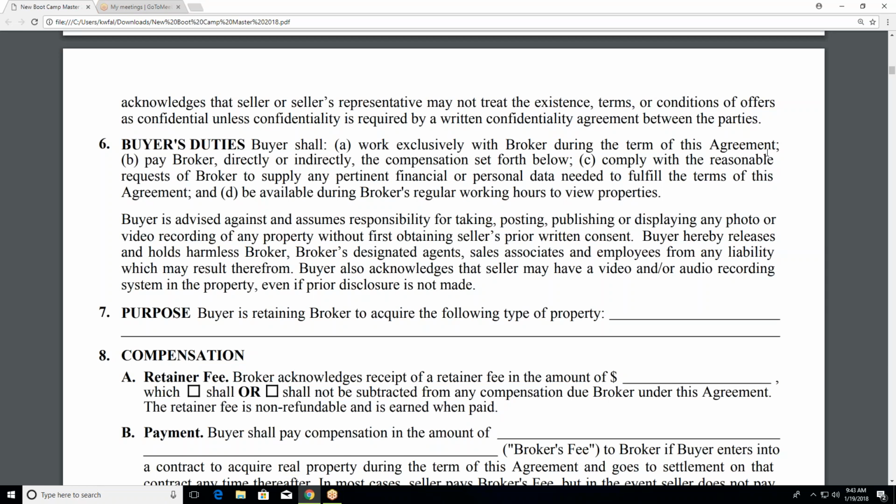All right, so the purpose. Paragraph 7. The purpose: buyer is retaining broker to acquire the following type of property. Sometimes it's just simple residential property. You might have someone who says, I want a condo in Arlington only. Don't show me anything else but a condo in Arlington. Then write condo in Arlington.